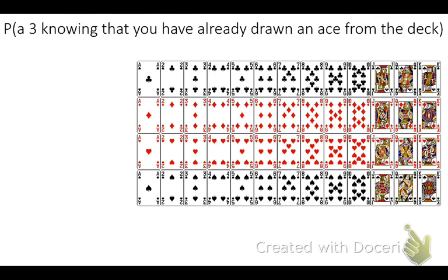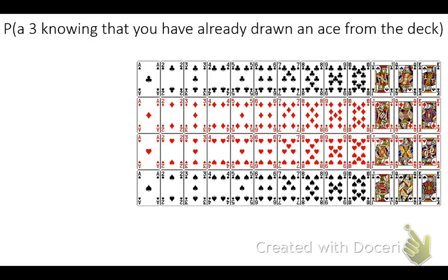All right. This one says, what is the probability of getting a 3 knowing that you have already drawn an ace from the deck? I interpreted this one of two ways. I'm going to show you both ways, and then we'll see which one you think it would be. The first way I interpreted it was this: what is the probability of getting a 3 given that you drew an ace?